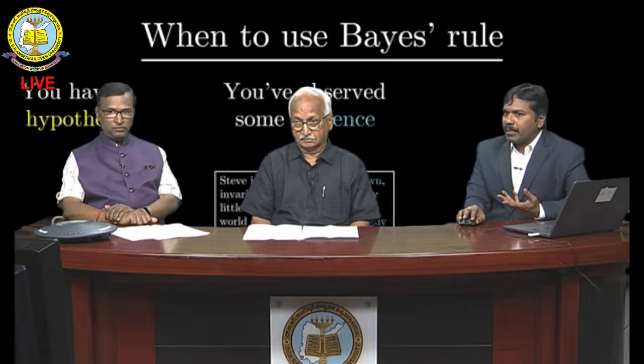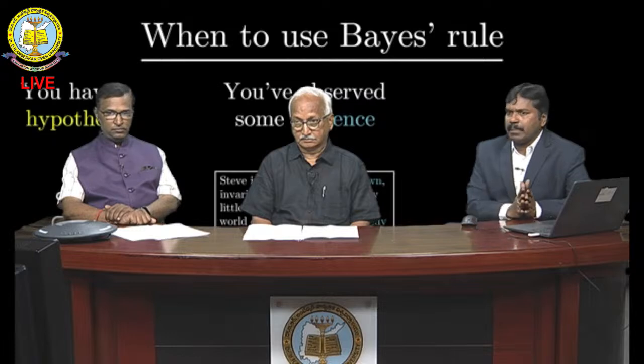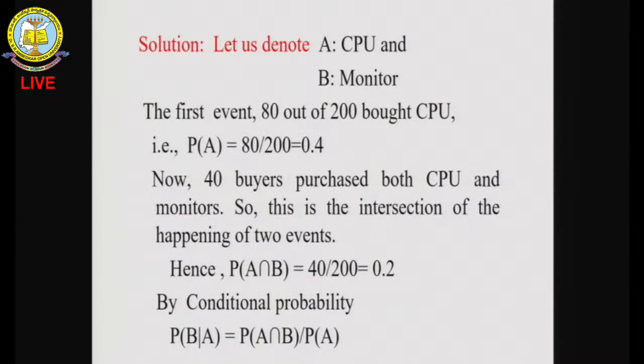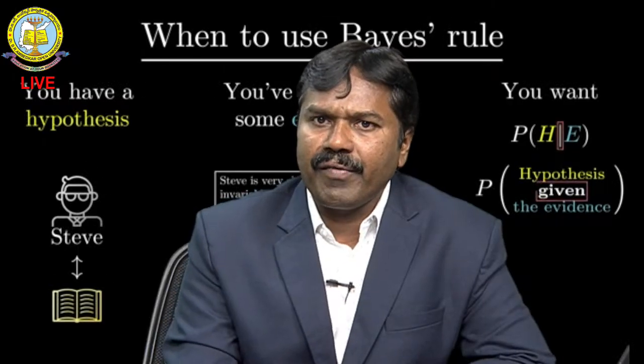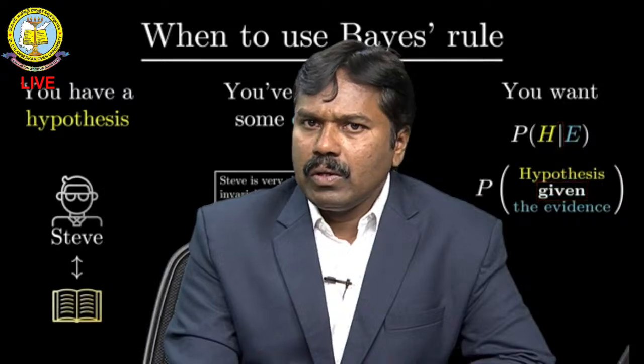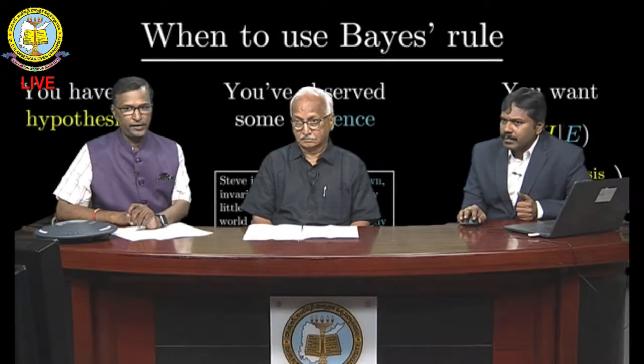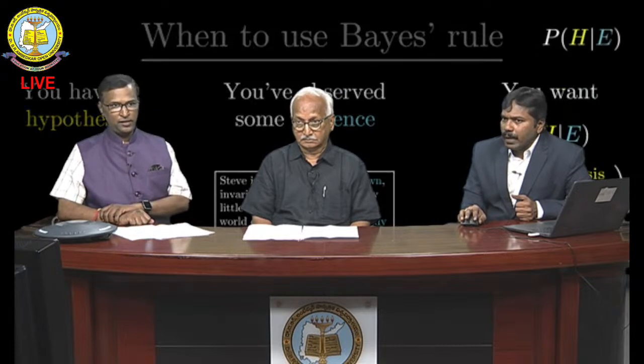By conditional probability, we have already given the definition. What is the conditional probability statement here? The probability of B given A is equal to the probability of A intersection B divided by the probability of A. So what is the probability of A and the probability of B? Probability of A here is the CPU. Probability of B indicates the monitor.